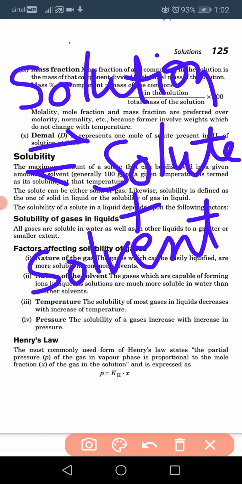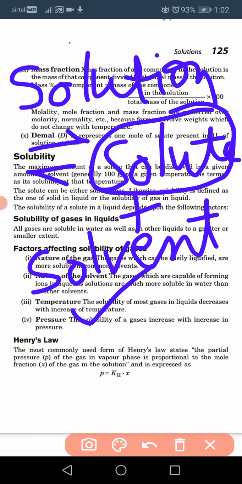Solubility depends on the amount of solute present in a fixed amount of solvent at a fixed temperature, and solubility is directly proportional to the amount of solute. It means the more solute is present, the more the solubility will be. So as the definition, we can say that solubility is the amount of solute present in a fixed amount of solvent at a fixed temperature. We can take solubility in gram or kilogram.